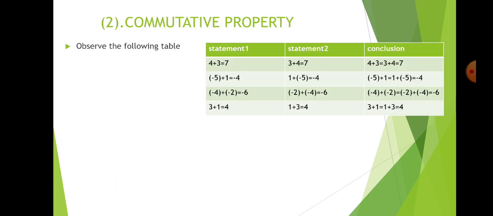Observe the following table. Here first example, 4 plus 3. 4 and 3 are integers. 4 plus 3 is equals to 7, which is also an integer. Now exchanging their order, 3 plus 4 is again 7. So the conclusion is 4 plus 3 is 7 and 3 plus 4 is also 7. Observe the remaining 3 examples; you will get the same result when we change their order.